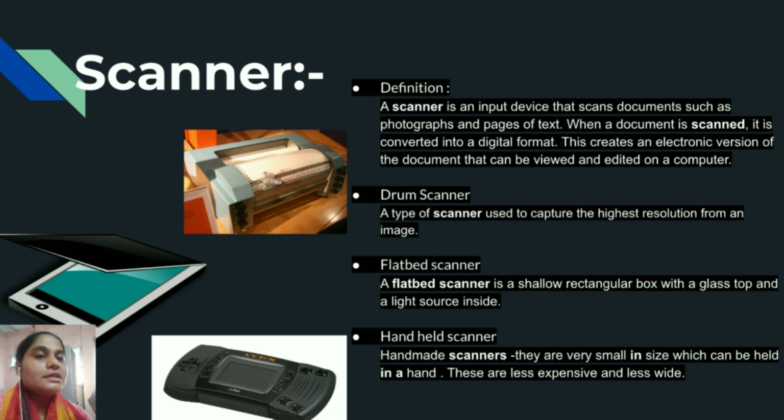One of them is called drum scanners, a type of scanner used to capture the highest resolution from an image. If you want to capture the highest resolution, meaning the highest clarity, in that case you should use a drum scanner. Now flatbed scanners. A flatbed scanner is a shallow rectangular box with a glass top and a light source inside. It is called a flatbed scanner because it is mainly flat in surface.